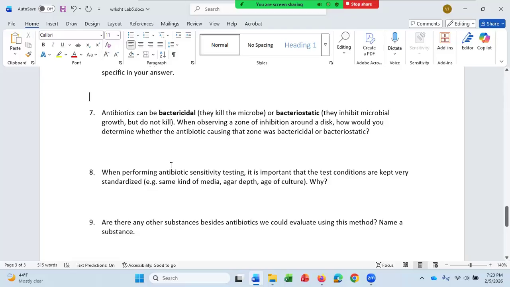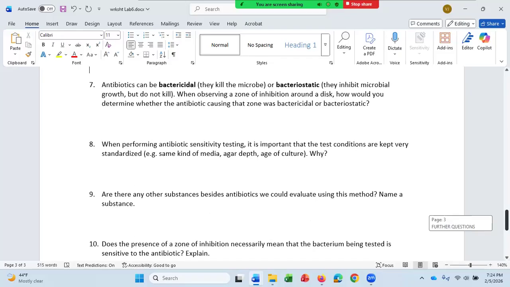Okay, all right. A, when performing antibiotic sensitivity testing, it's important that the test conditions are kept very standardized. We use the same kind of media, Mueller-Hinton. We always use the same agar depth, 4 millimeters. We use the same age of the culture. Why do we standardize all these variables? So answer that. And that one actually is given to you in the lab module.